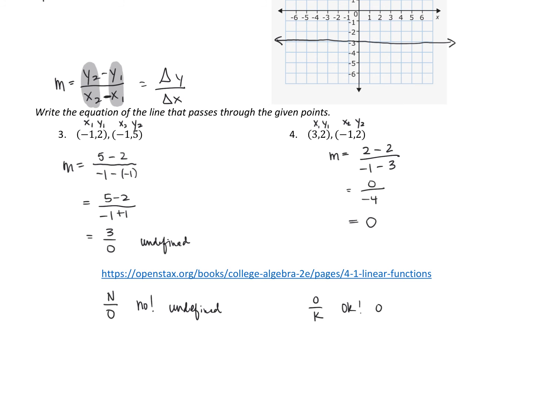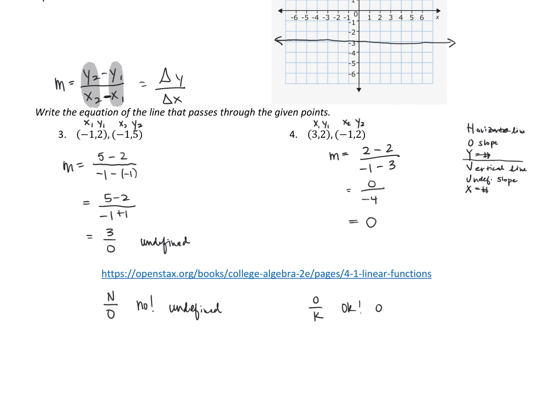So let's get back to the problem at hand. Here we have a 0 slope at number 4, and number 3 we have an undefined slope. If you remember the Hoy-Bucks, it'll help you connect the information. So horizontal line, 0 slope, y equals a number is the equation. Vertical line, undefined slope, x equals a number is the equation.